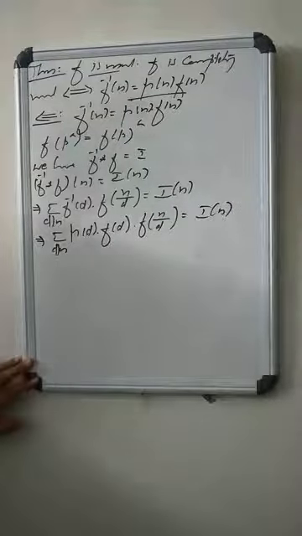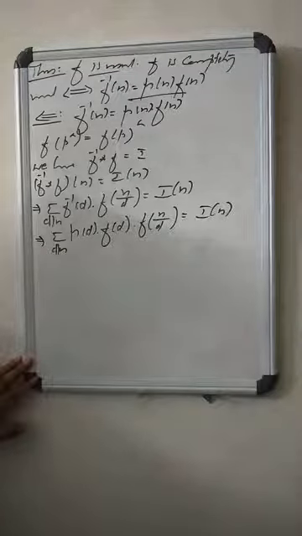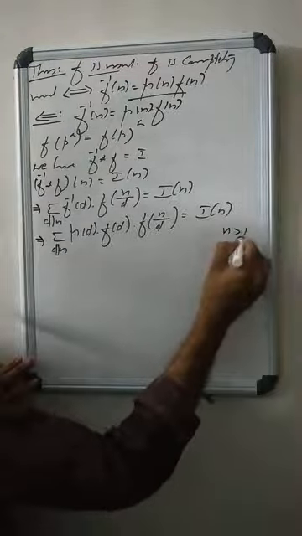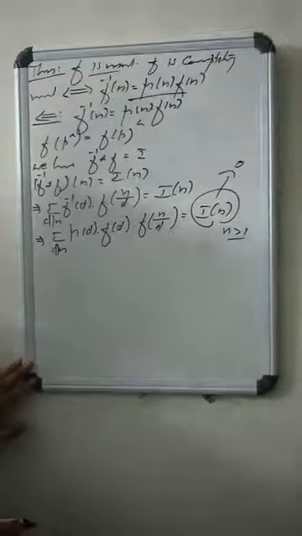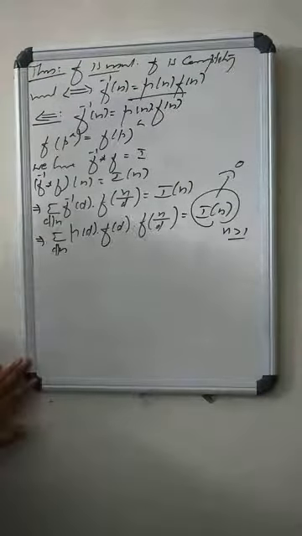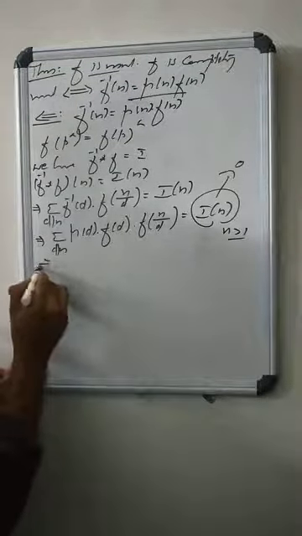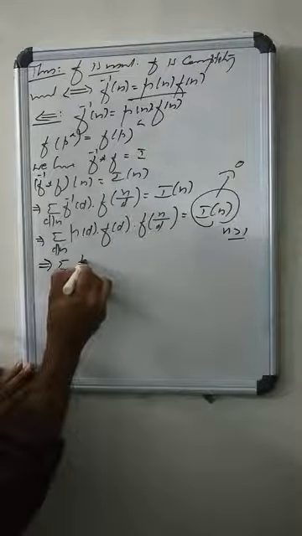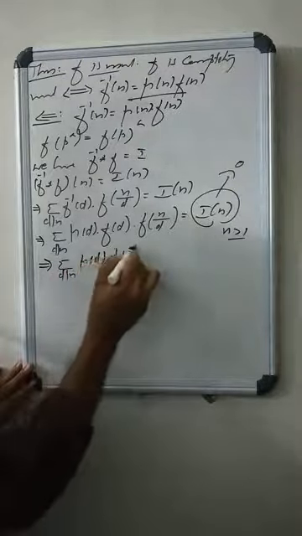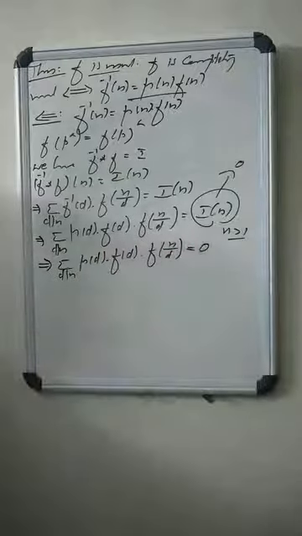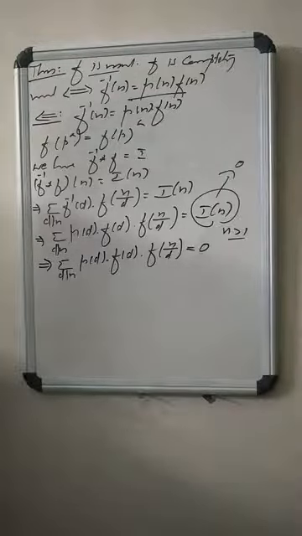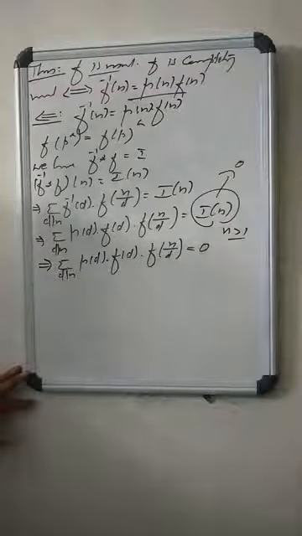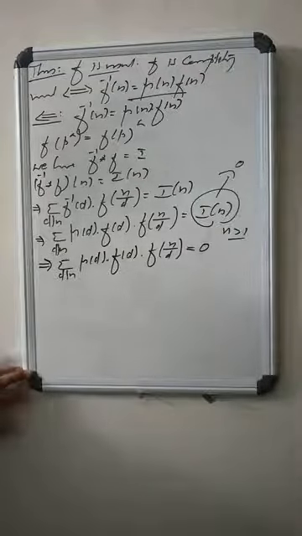Now, sigma over d divides n. When n is greater than 1, what happens? I of n should be 0. So we get sigma over d divides n of mu of d into f of d into f of n by d equals 0. Here f of d into f of n by d cannot be written as f of n. Why? Because f is not completely multiplicative. f is only multiplicative, and d and n by d are not relatively prime to each other.